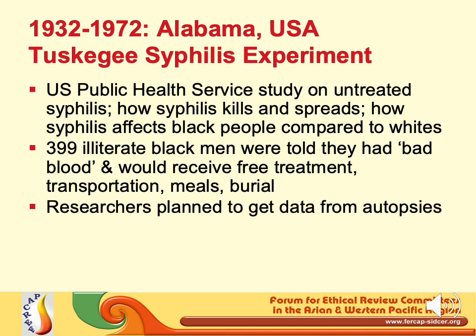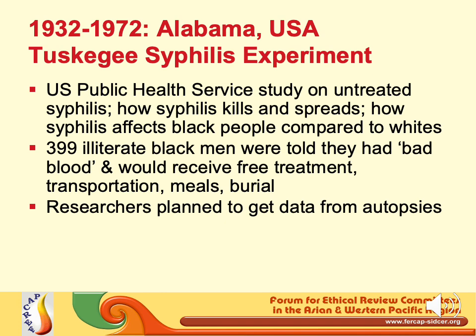All of this happened in Europe, but in the United States, there were parallel developments related to human experimentation that happened from 1932 to 1972, where in Alabama, in USA, you would have the Tuskegee syphilis experiment. And this was done by the U.S. Public Health Service on untreated syphilis.